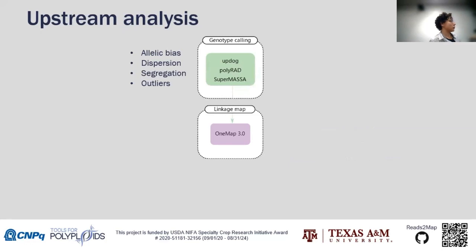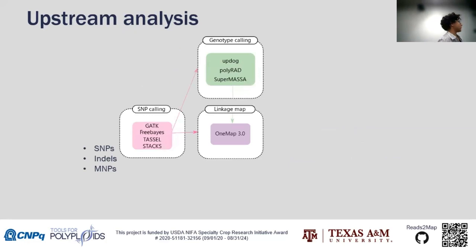Just the genotype calling part, there are these 3 softwares that we tested, and they have different models, and they also consider different characteristics like allelic bias, dispersion, segmentation, and outliers. The input for these softwares comes from the SNP calling softwares, the softwares that identify the SNPs, the indels, and sometimes they can even call multi-allelic markers, like the MNPs. There are so many softwares, and I didn't consider all possible ones. I picked some. In this case it was GATK, Freebayes, Stacks, and Tassel.